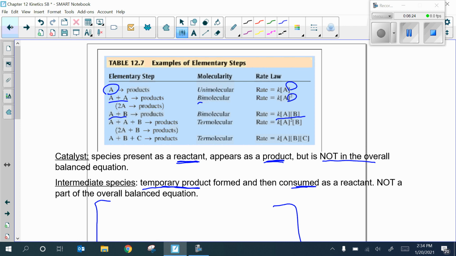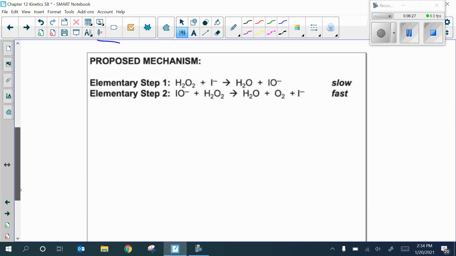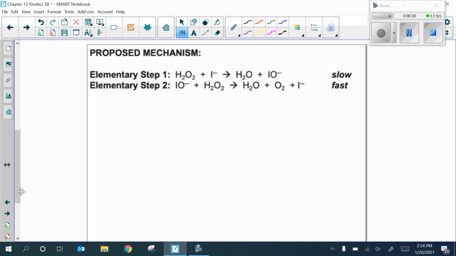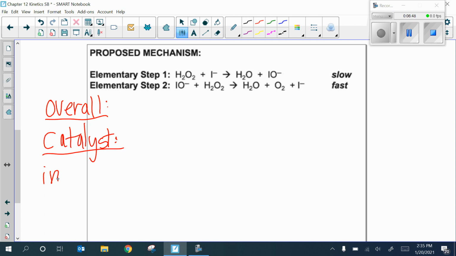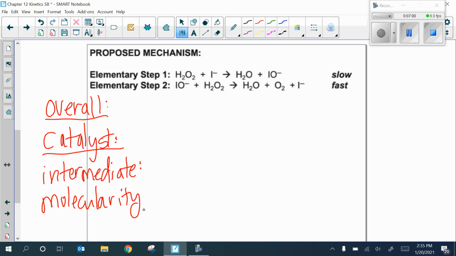I have a couple that I want you guys to try to do the same thing with. So in these proposed mechanisms, there are 3 examples for you. I want you for each one to find the overall balanced equation. I want you to find the catalyst, spell this right, and then I want you to find the intermediate. And then I also forgot something on the last one. I want you to find the molecularity of the equation. And that is going to come from your overall balanced equation.